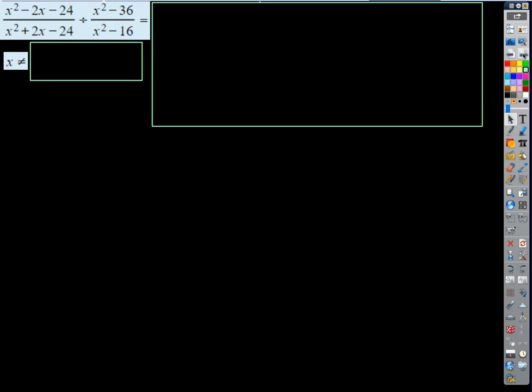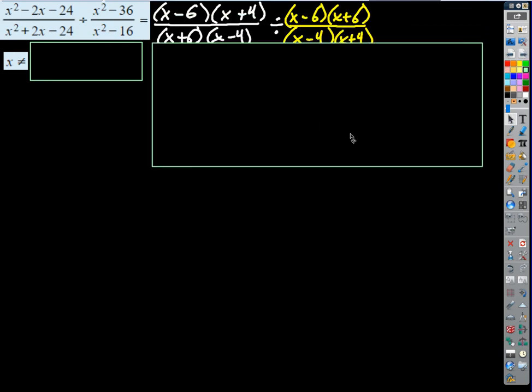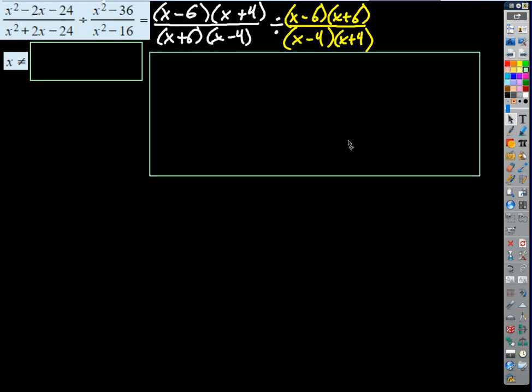Okay? With division, same kind of thing, right? We know that we're going to start off, let's factor this first quotient. So on the top, it factors into x minus 6 times x plus 4. Bottom is x plus 6 times x minus 4. And we're dividing by this other quotient. Now, we haven't divided yet.